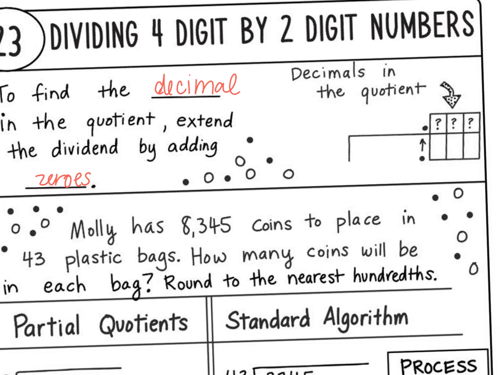What you need to know is that the number inside the division house is called the dividend. So when I'm using that vocabulary, I want you to know what I'm talking about. The divisor's on the outside and the quotient is the answer on top.